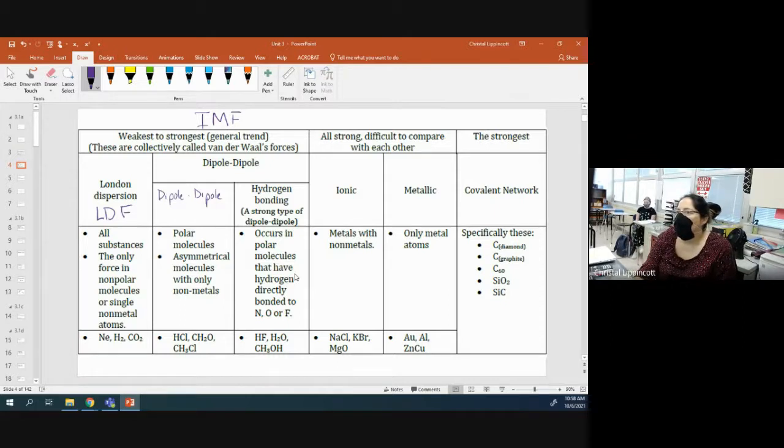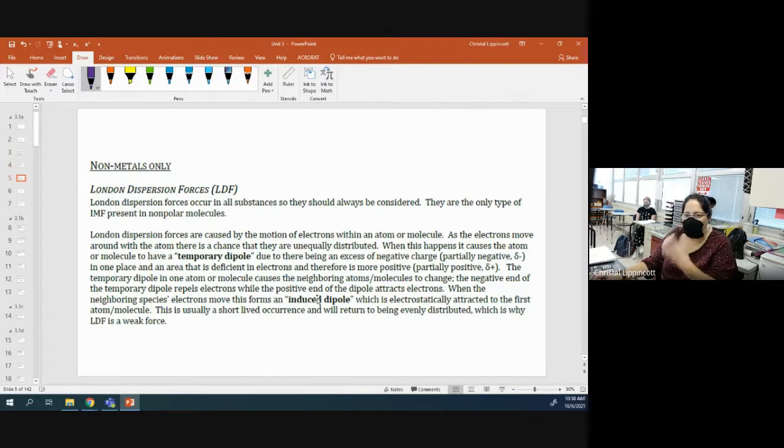Then we have ionic between metals and non-metals. We have metallic, which applies to only metal atoms, and then we have covalent network. And we'll get into all of these and talk about them specifically. So London dispersion forces occur in substances where, if there is only one type of IMF, then it's a nonpolar molecule. So everything out in the world has London dispersion forces.